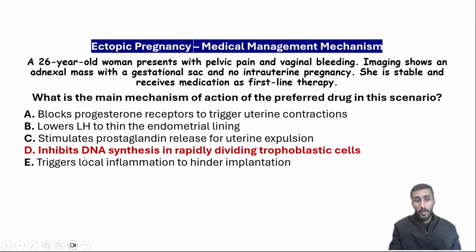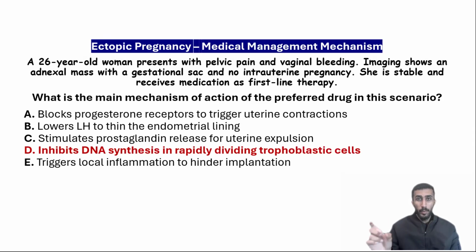This is achieved through inhibition of DNA synthesis in rapidly dividing trophoblastic cells. This is the mechanism of action of methotrexate, which is a folate antagonist. It is a dihydrofolate reductase inhibitor, which decreases tetrahydrofolate. Tetrahydrofolate is an essential component of purines and pyrimidines, and by stopping this reaction it inhibits the rapidly dividing cells, such as the gestational sac, preferentially inhibiting or interrupting these cells.